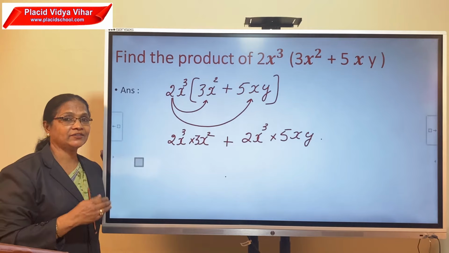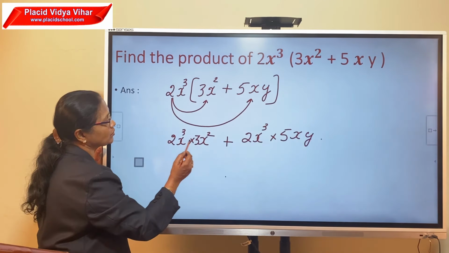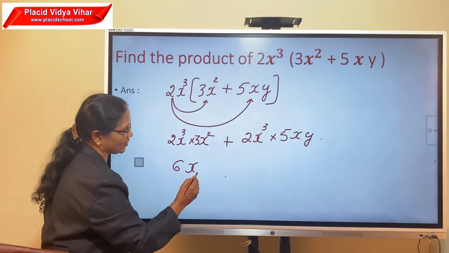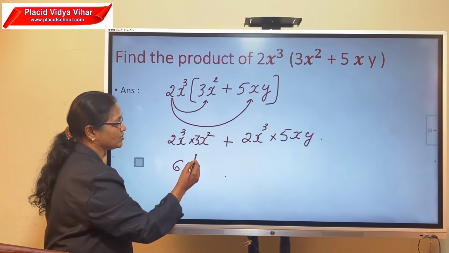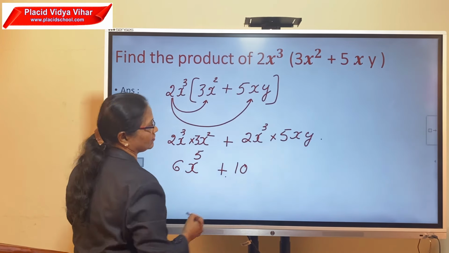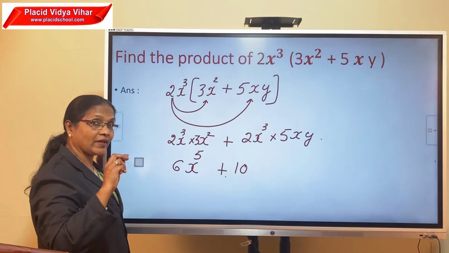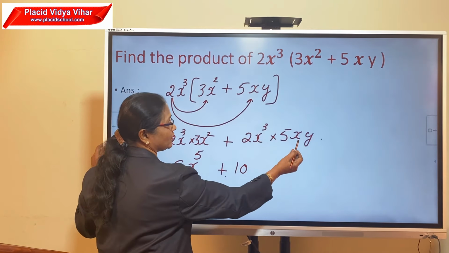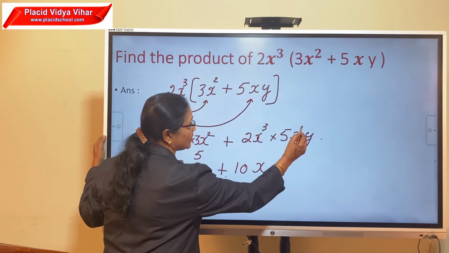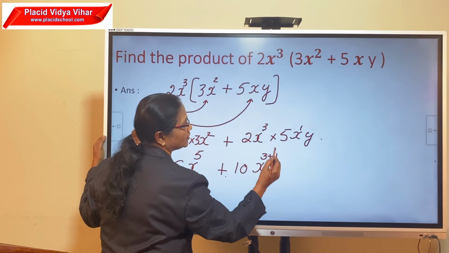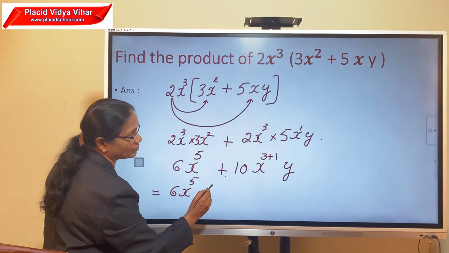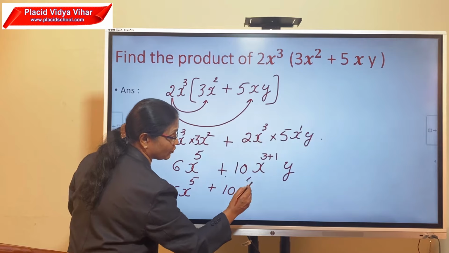Now we have to find the product of the coefficients. 2 times 3, that is 6. x cube into x square, for that we have to add the powers. 3 plus 2 becomes 5. Plus 2 times 5 equals 10. Now consider the exponents of x alone. Here x cube, in this case x raised to 1. Therefore x raised to 3 plus 1, then y alone. It is equal to 6x raised to 5 plus 10x raised to 4 y.